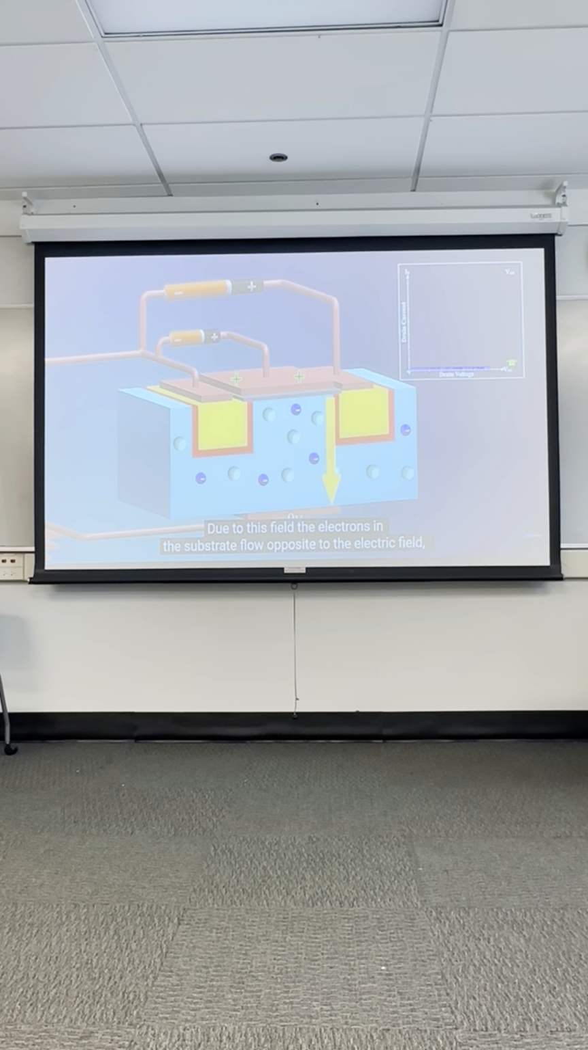Due to this field, the electrons in the substrate flow opposite to the electric field, that is, towards the gate. Due to the presence of an insulator, these electrons cannot flow from the substrate to the gate and thus they accumulate near the gate and the substrate.